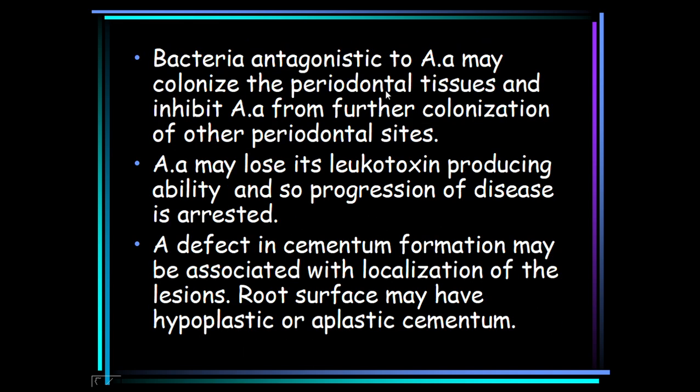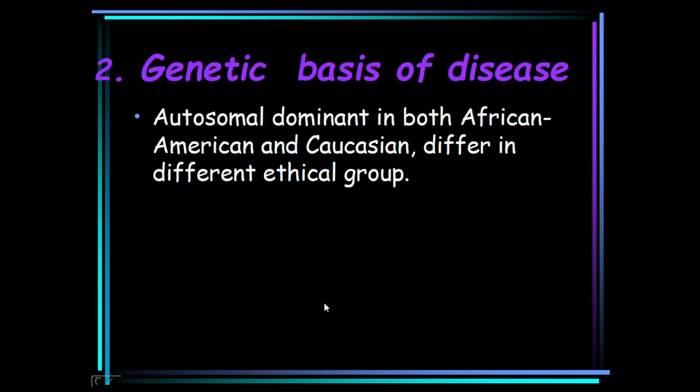Bacteria antagonistic to Aggregatibacter actinomycetemcomitans may colonize the periodontal tissue and inhibit further colonization of other periodontal sites. This bacteria may lose its leukotoxin producing ability and so progression of disease is arrested. A defect in cementum formation may be associated with localization of the lesion, or the root surface may have hypoplastic or aplastic cementum. Now we are done with the bacterial etiology.